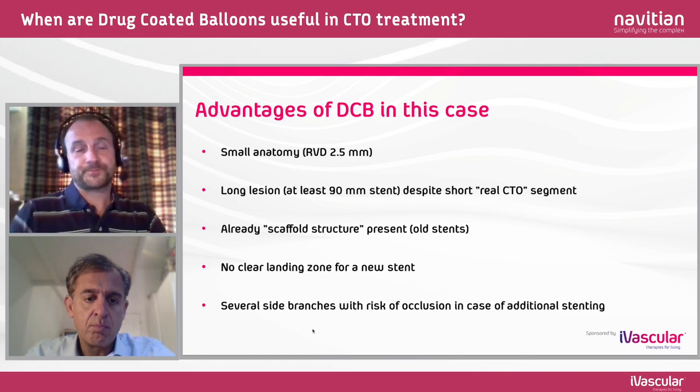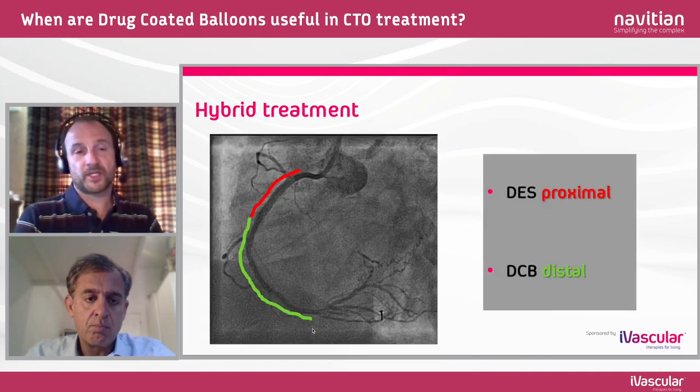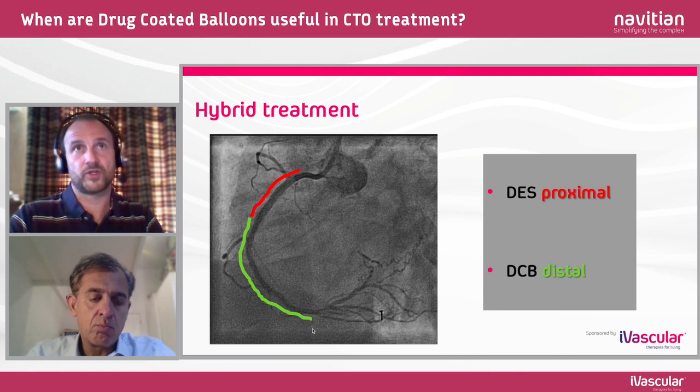So I think that this concept, which is getting more and more popular, of a hybrid treatment, where we treat the proximal part of the vessel with DES and just use DCB in the distal part, is very interesting. It depends, of course, on where the CTO is, but you can consider treating mainly the CTO segment and the proximal part with DES and just the distal part with DCB, or, if the CTO is very distal, even the CTO with DCB is definitely a very, very interesting concept.